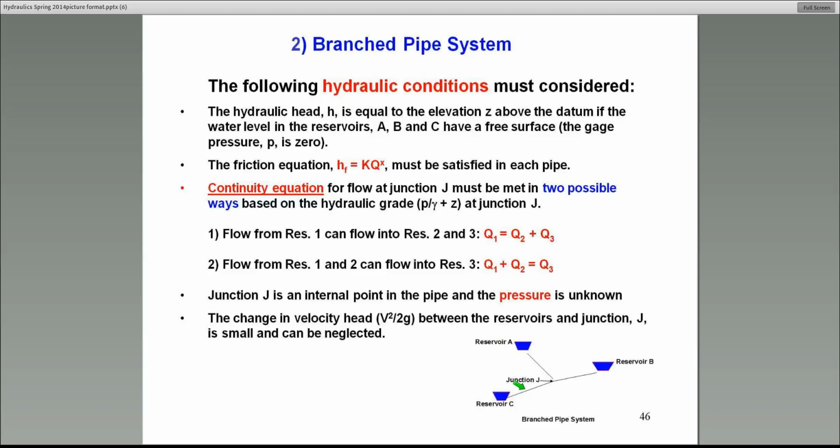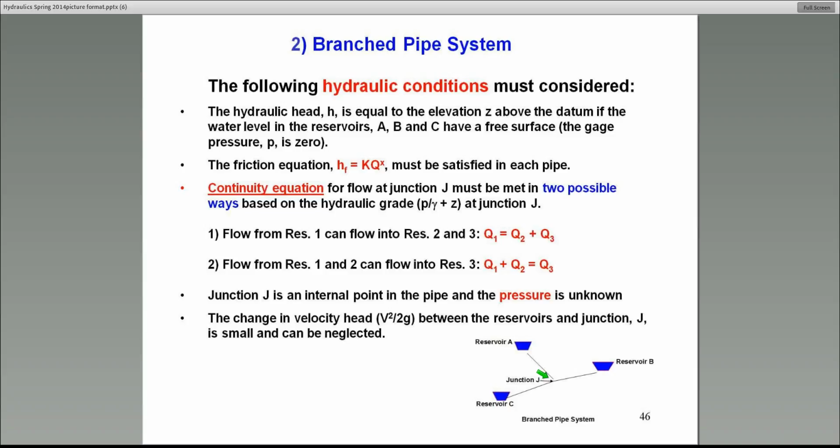Usually that's from the law of mass balance or the equation of continuity. But as you will see, since we do not know what the pressure head or the hydraulic head is at junction J, that's the unknown, it will depend on what we assume. So the flow balance may not be satisfied initially. But instead of doing trial and error, I'll show you a method that'll give you the answer correctly.